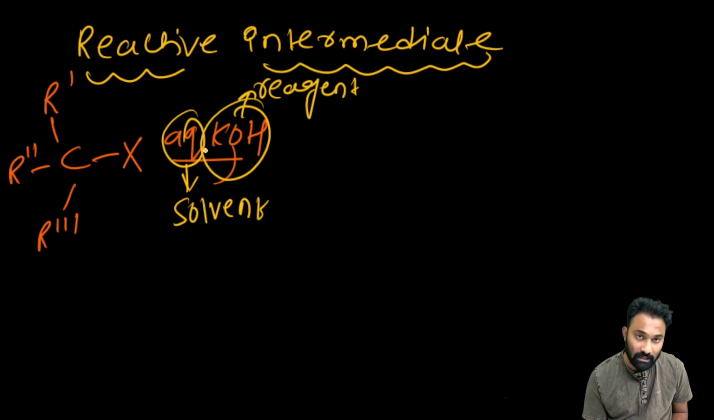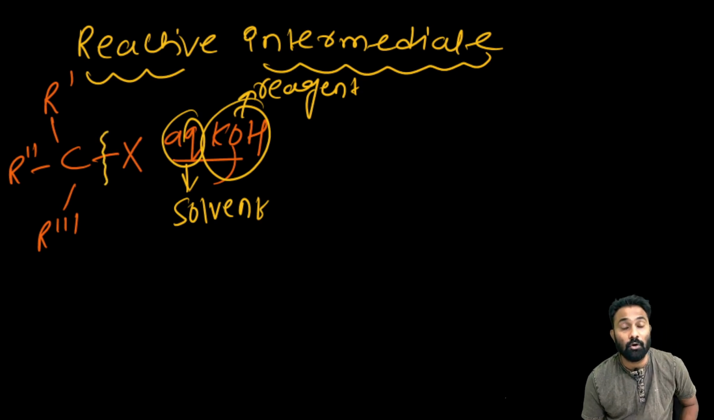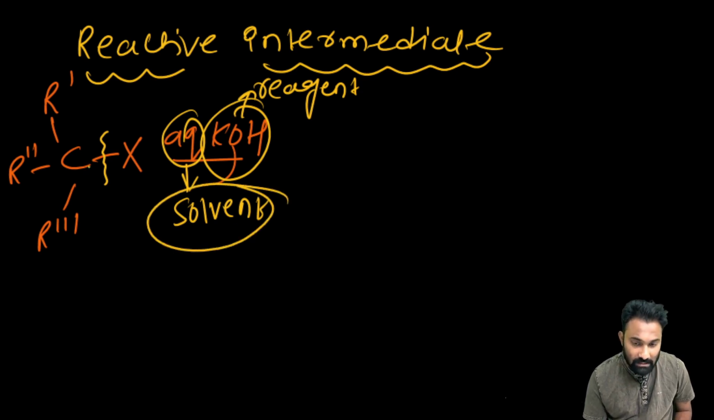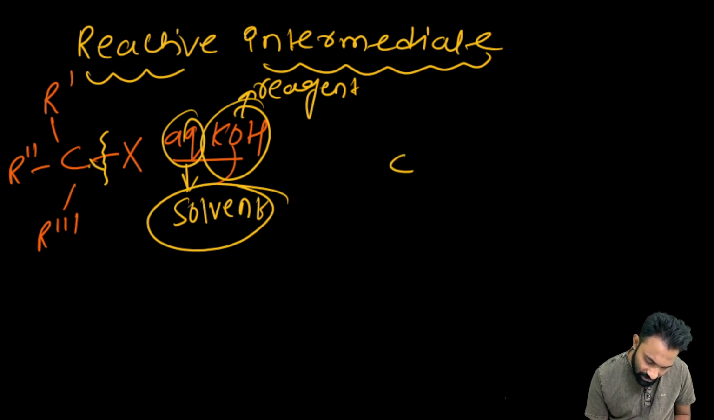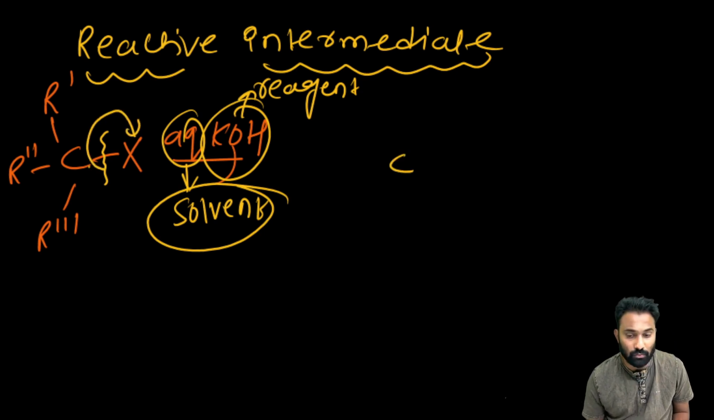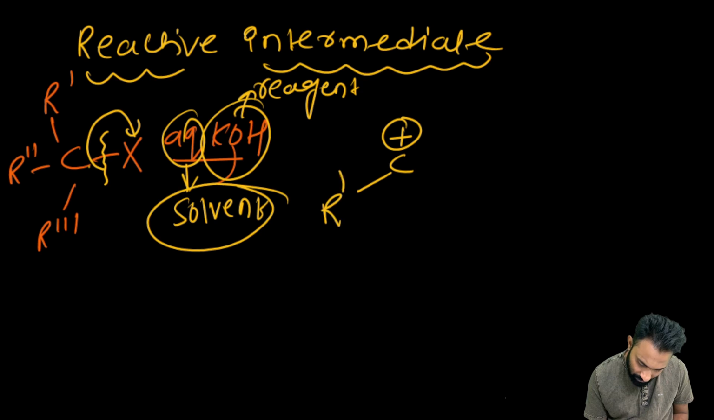So this solvent, what will it do? It will break this bond heterolytically, not homolytically. It will break this carbon and halogen bond heterolytically. When it has been broken heterolytically, what will happen? Halogen is more electronegative. It will take the bond pair of electrons towards itself and move. When it has taken the bond pair of electrons towards itself, carbon gets the positive charge, right?